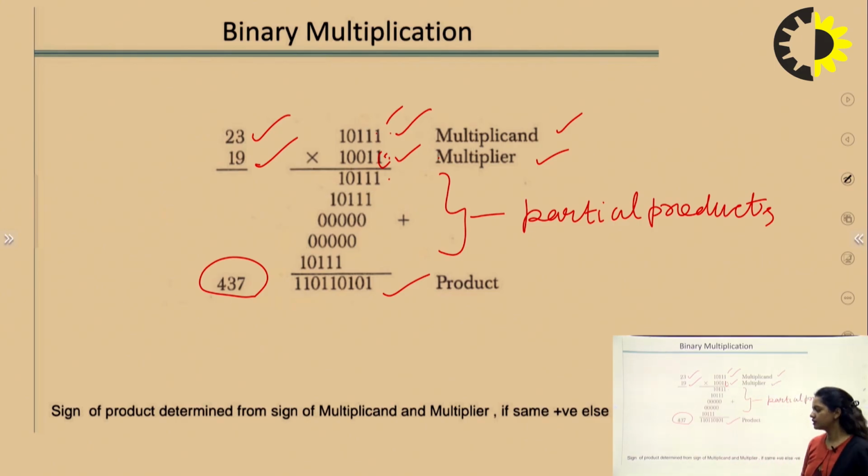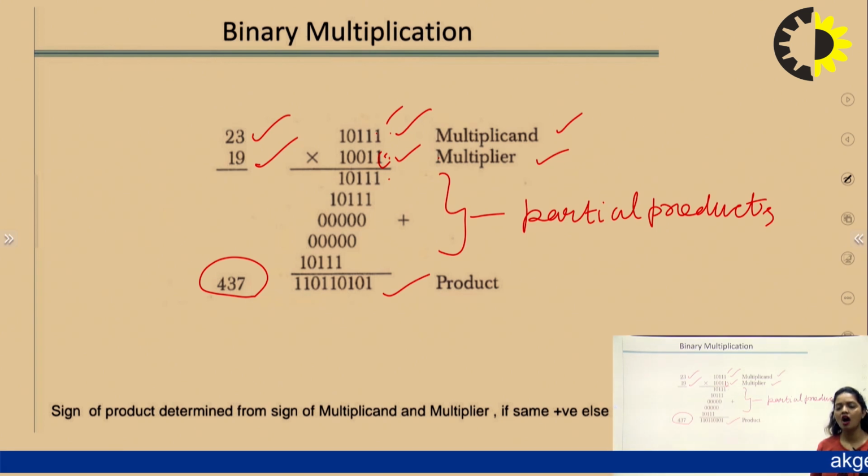437. So the sign of the product, when the sign of the multiplicand and multiplier is the same, is positive. It may be positive or it may be negative. That will depend upon your multiplier or multiplicand. If both are negative, then it is a positive number. If any one out of them is negative, then the answer will result in a negative number.